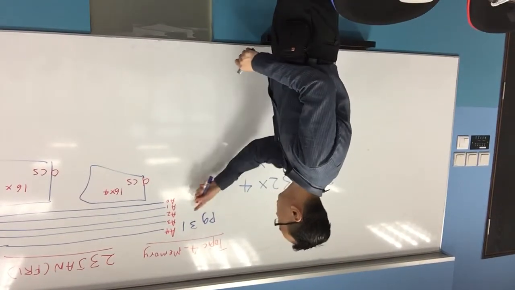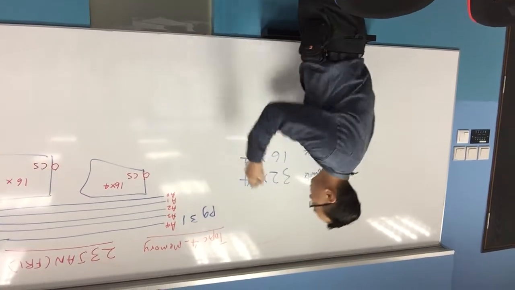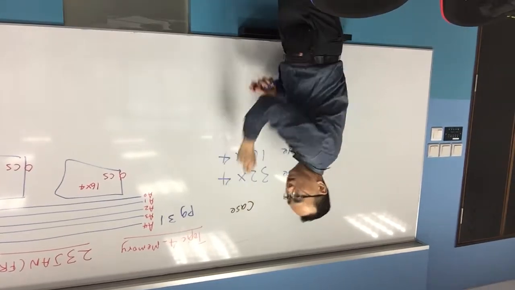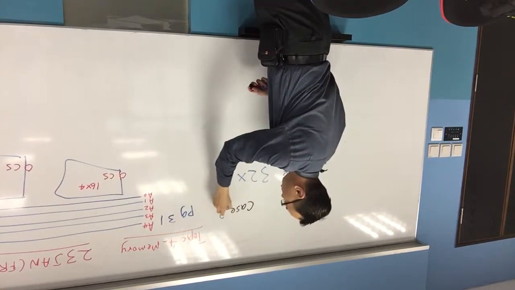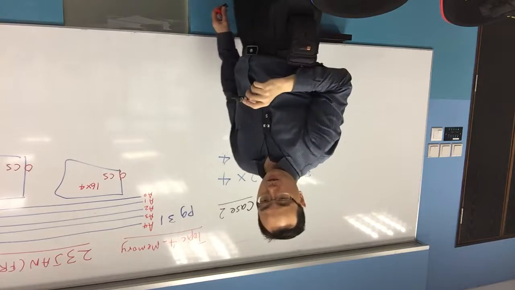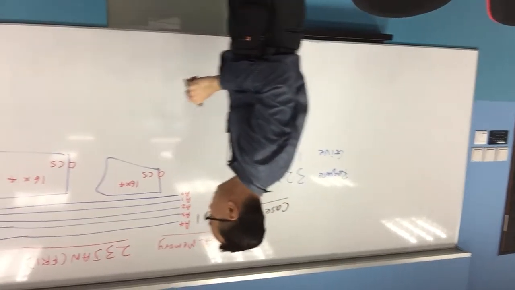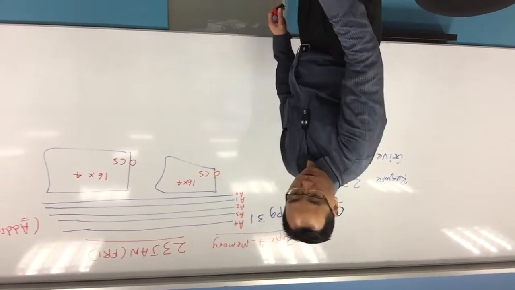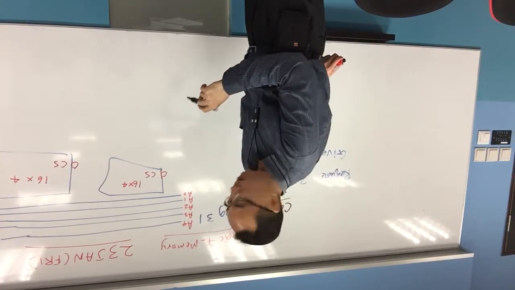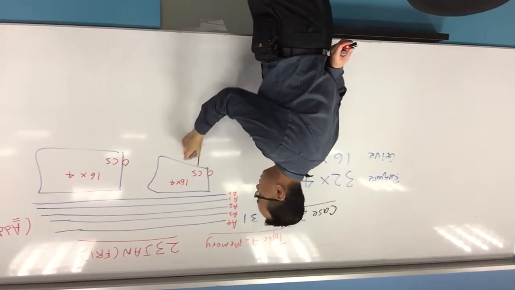Okay, I'm looking at page 31, second case, Case 2, right? Okay, how do we expand the number of words? Expand the number of words. So basically, now the data lines remain the same.